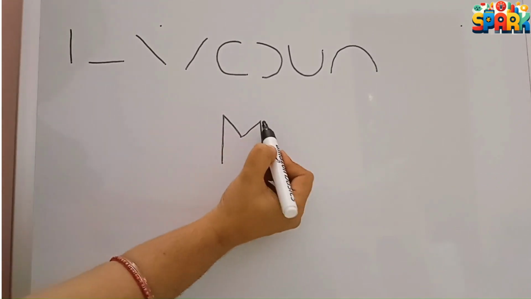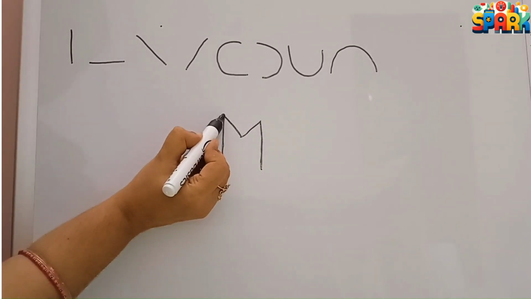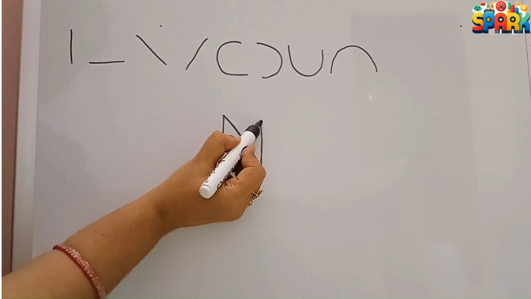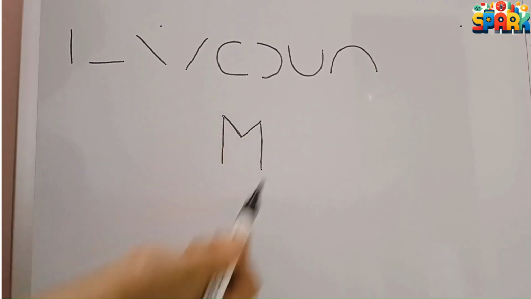Start tracing slowly. No need to rush. Now you try. Take your pencil and book and trace the letter M. If you make a mistake, just try again.